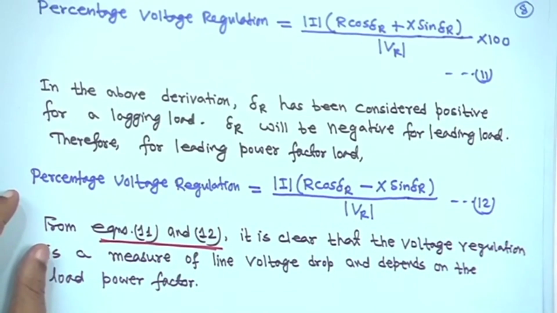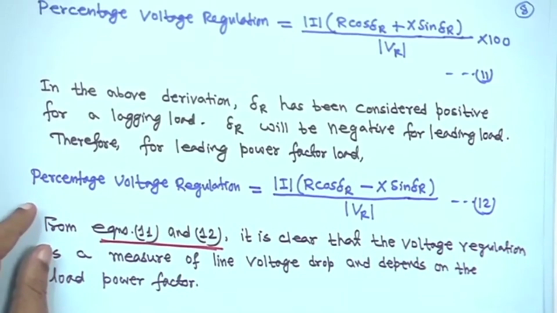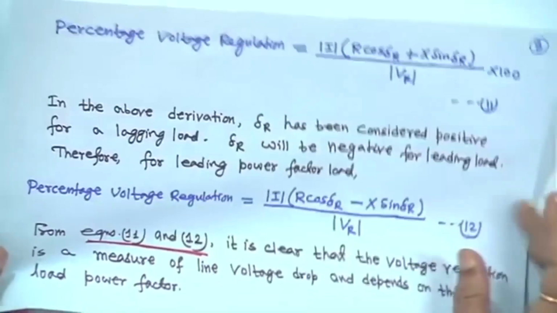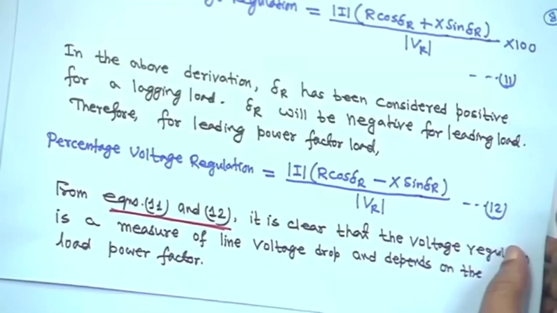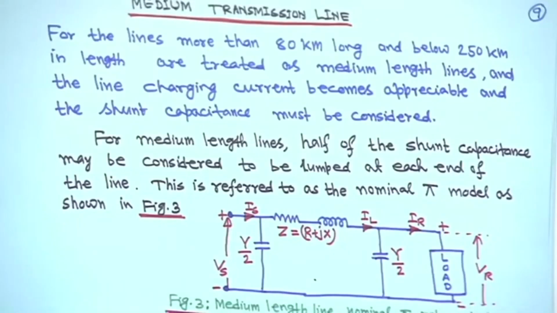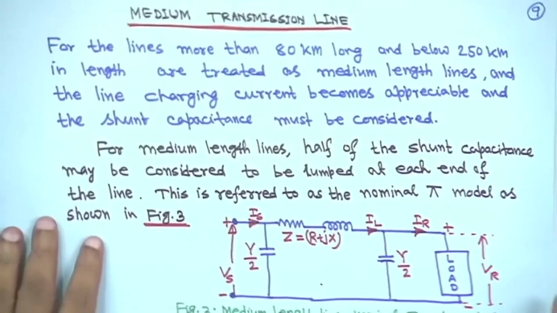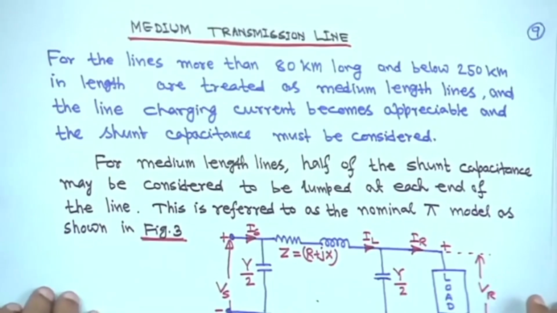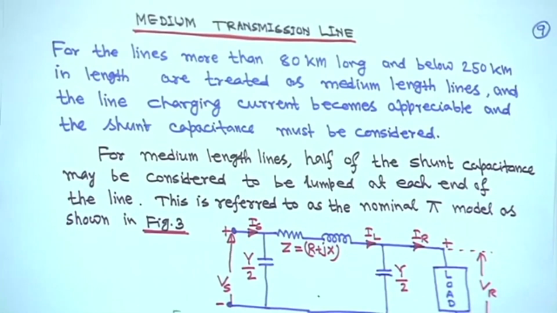We will go through all these mathematical expressions for the short line, medium line, and long line. After that, we will see the numericals. Next is the medium transmission line. Generally, we call a length of more than 80 kilometers and below 250 kilometers a medium line, and the line charging currents become appreciable, and the shunt capacitance must be considered for such a long line.